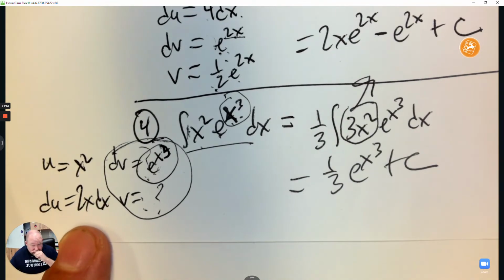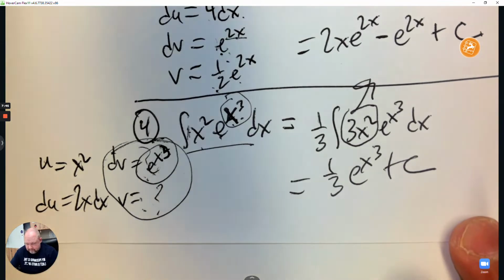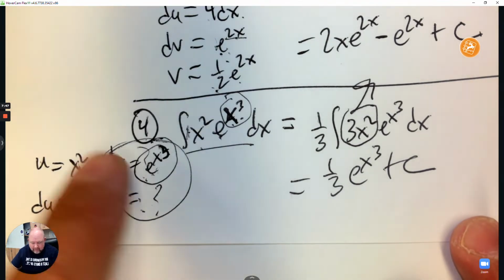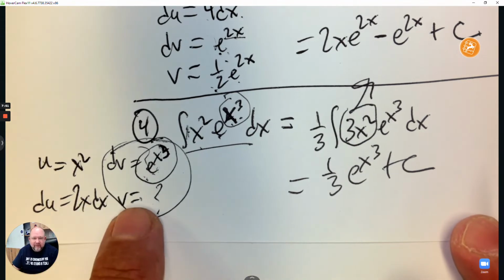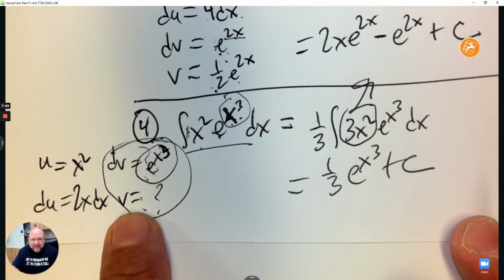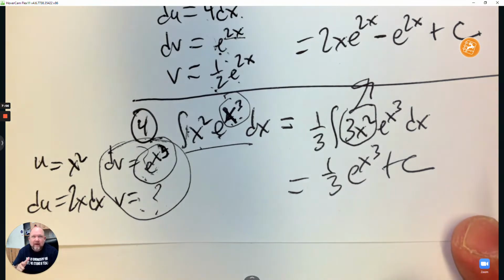No integration by parts. So should I assume that every time is going to be integration by parts, even if it kind of looks like it? And it's okay to start it and realize something's up here. I can't complete this. Go back and look at it again and go, oh, I'm going to go a different direction.